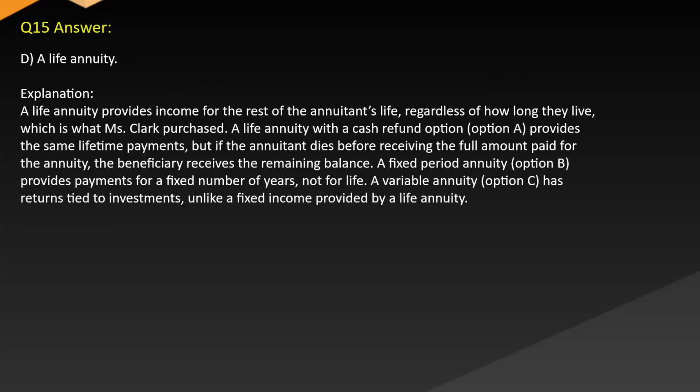Answer. D. A life annuity. Explanation. A life annuity provides income for the rest of the annuitant's life, regardless of how long they live, which is what Ms. Clark purchased. A life annuity with a cash refund option, option A, provides the same lifetime payments, but if the annuitant dies before receiving the full amount paid for the annuity, the beneficiary receives the remaining balance. A fixed period annuity, option B, provides payments for a fixed number of years, not for life. A variable annuity, option C, has returns tied to investments, unlike a fixed income provided by a life annuity.